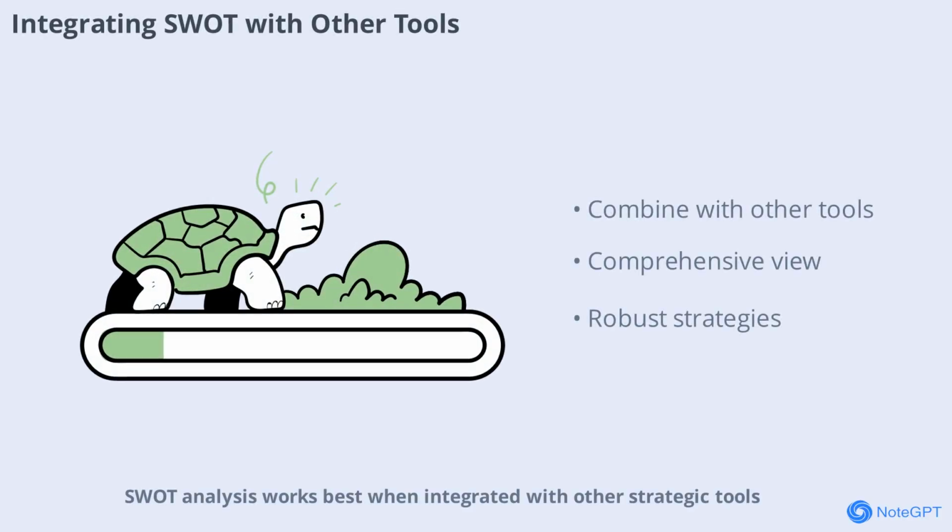SWOT analysis works best when integrated with other strategic tools such as PEST analysis or Porter's Five Forces. Combining these approaches gives you a more comprehensive view of your business environment and helps you develop robust strategies. Don't be afraid to mix and match tools to suit your needs.